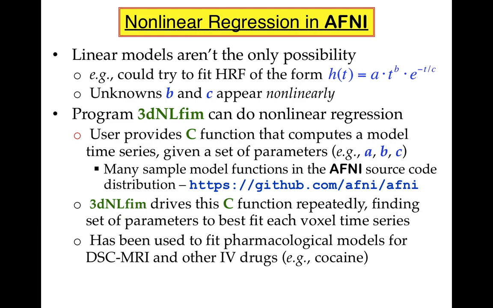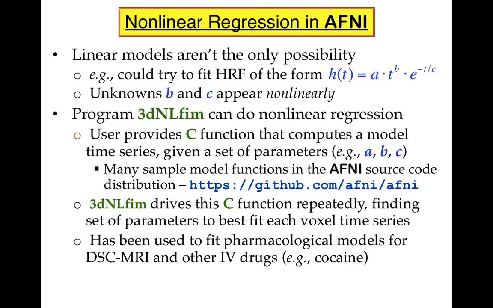The caveat is that you have to provide a C function that computes the model time series given a set of parameters. We have 3 parameters here, A, B, and C. Input those, calculate a model function, and then compare it to the time series data. And we can help you with that. There are a lot of sample functions in the AFNI source code distribution. And then 3D ML basically twiddles the A, B, and C parameters around until it finds the best fit in each voxel, to make the model function be the least squares best fit to the time series in every voxel.